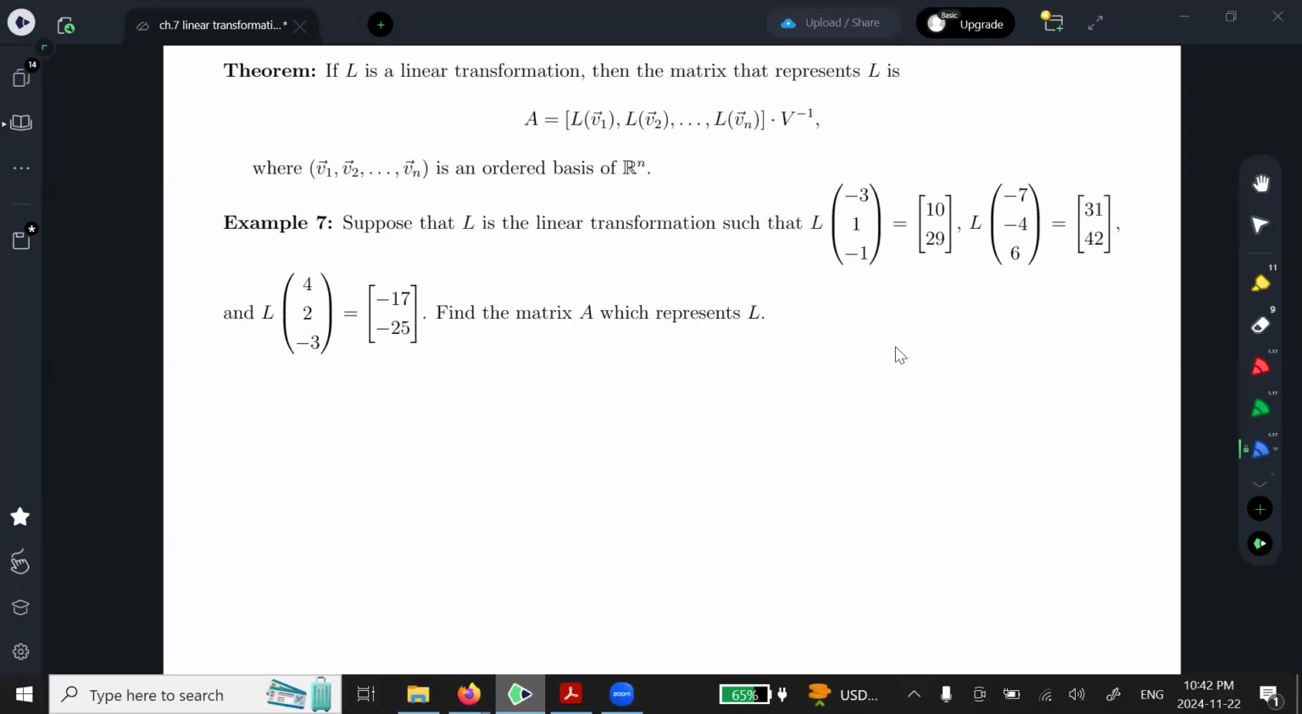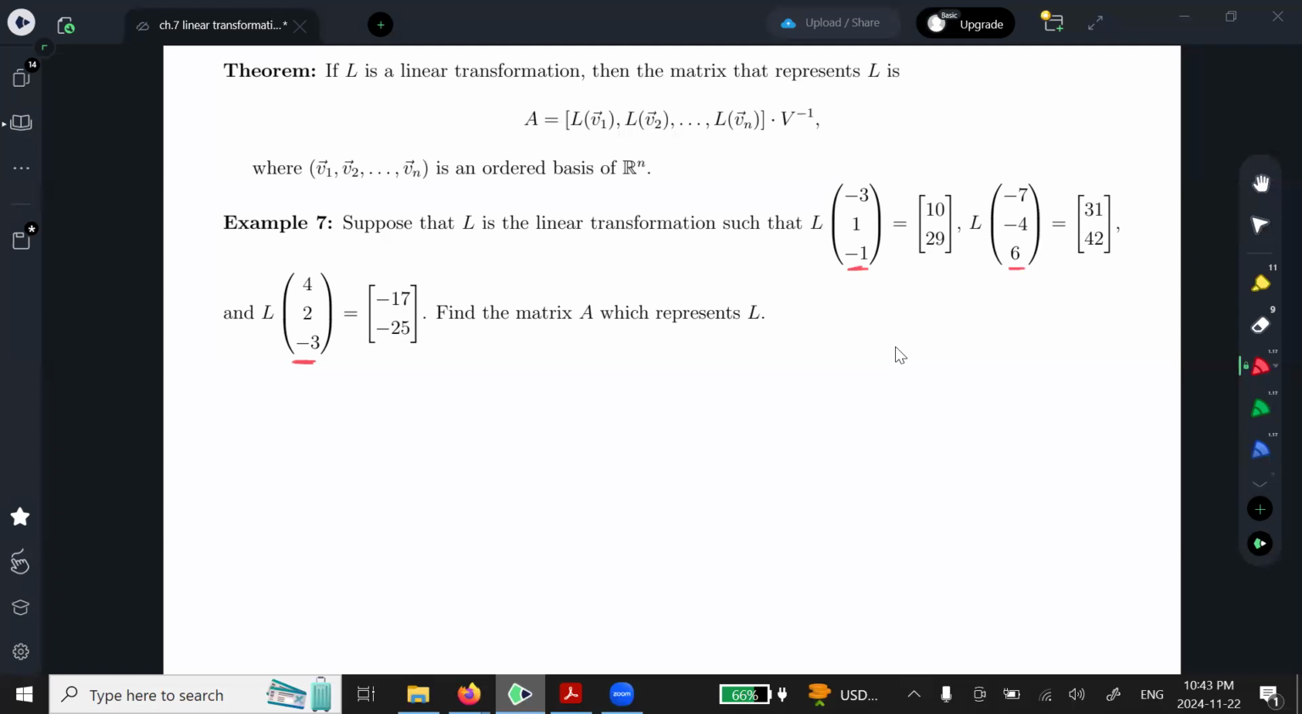Hello everyone. So in this video, we will be solving some more problems on finding the image and the matrix of a linear transformation. But now we don't have a standard basis on hand, but we are given the image for some random vectors, or we are given the image of an ordered basis for R3.